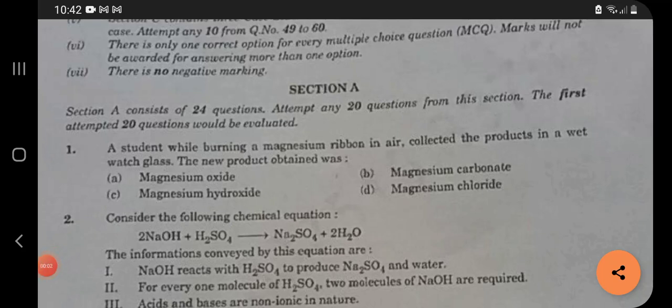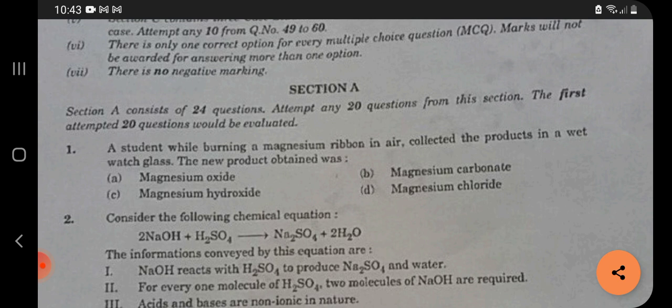Hi guys, we are going to discuss 10th standard CBSE Science Term 1 question and answer set number 4, question paper code 031/1/4.